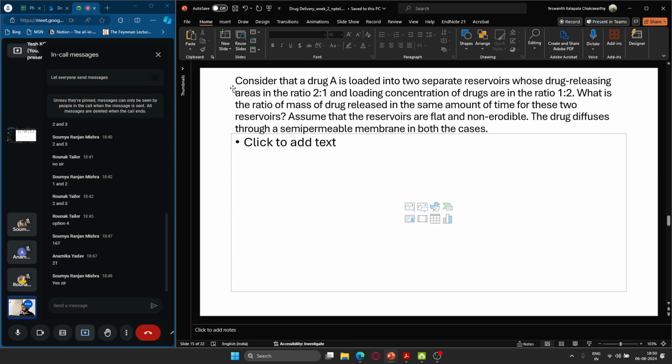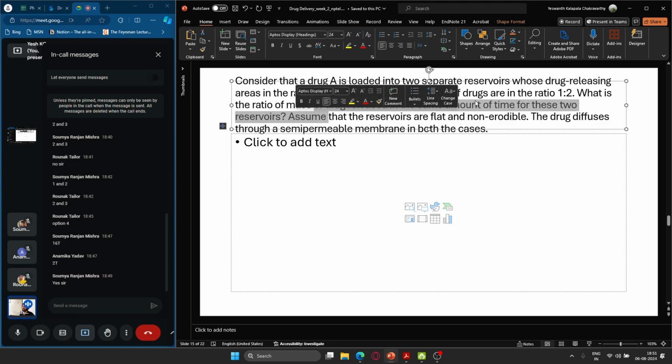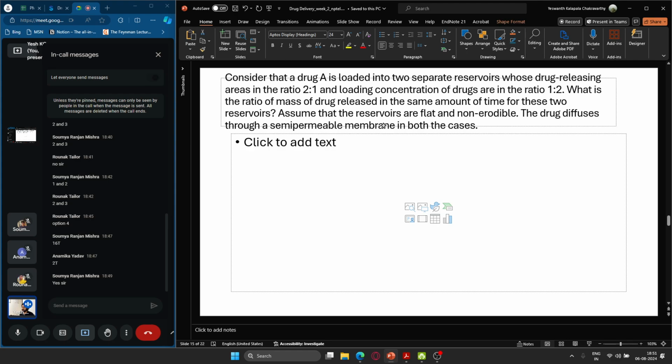Okay, one more numerical. Consider that a drug A is loaded into two separate reservoirs whose drug releasing areas are in the ratio of 2 is to 1, and loading concentration of the drugs are in the ratio of 1 is to 2. What is the ratio of mass of drug released in the same amount of time for these two reservoirs? Assume that the reservoirs are flat and non-erodible. The drug diffuses through a semi-permeable membrane in both cases.